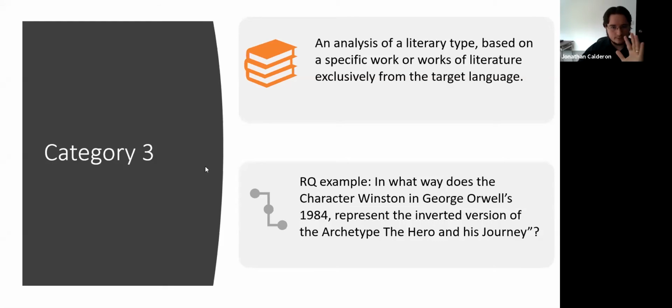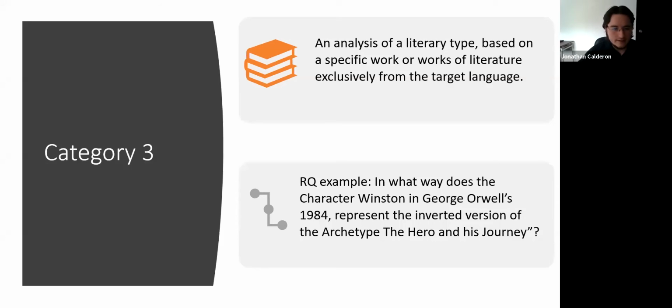So we have the archetype of the hero and his journey, which basically goes up and then goes down. And he said, well, in this case, Winston does the opposite. So why can't I propose that there is something as the inverted version of this? So he looked it up and he didn't find anything. He didn't find anyone who had already established this for 1984, I'm sorry. And so he basically came up with this literary concept, which I found pretty amazing.